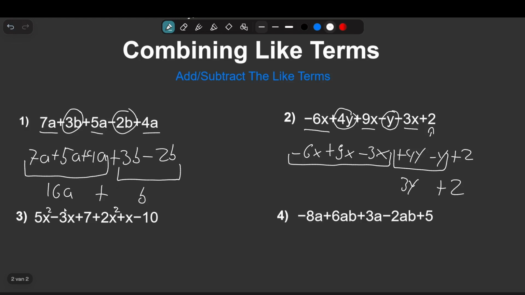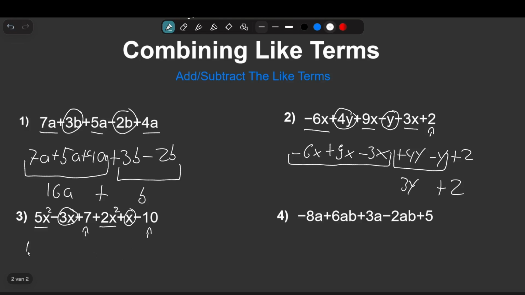So again, we're going to group these first. Let's do the numbers with the exponents first. We have 5x squared and 2x squared. Now let's go over to our x's. We have 3x and x. And for the last one, we have 7 and 10, and we're going to do a little arrow of these, like this. And now we can start sorting them.